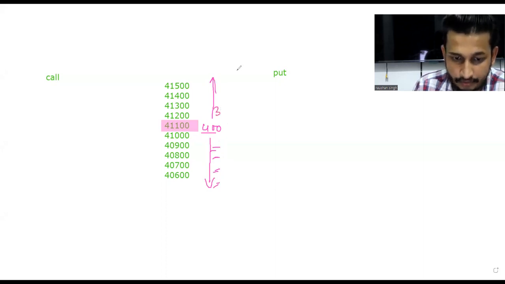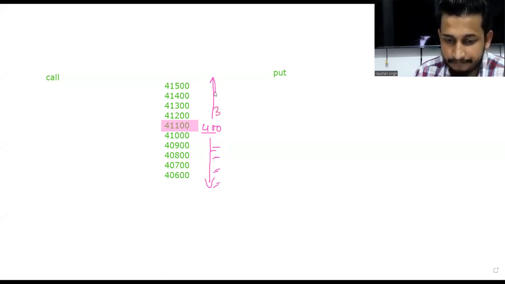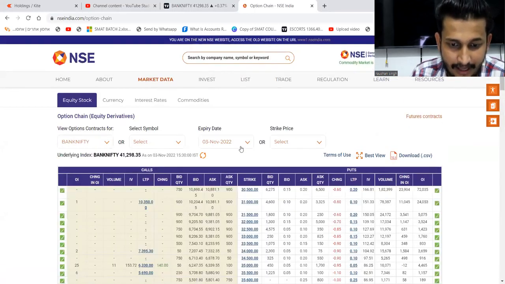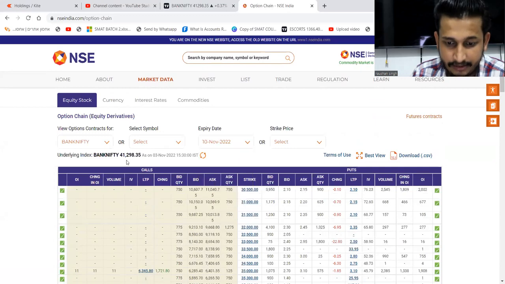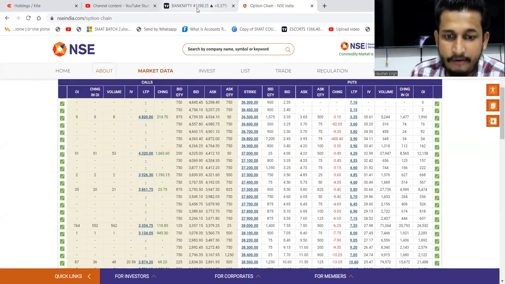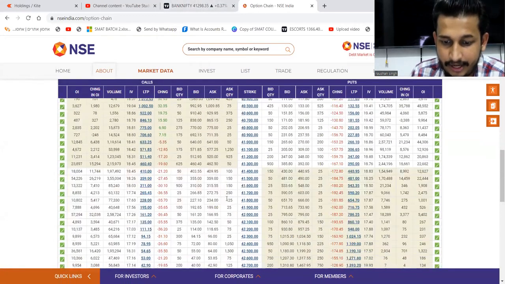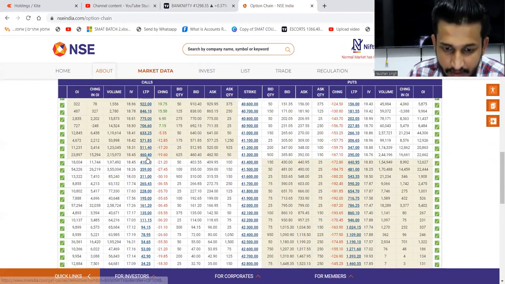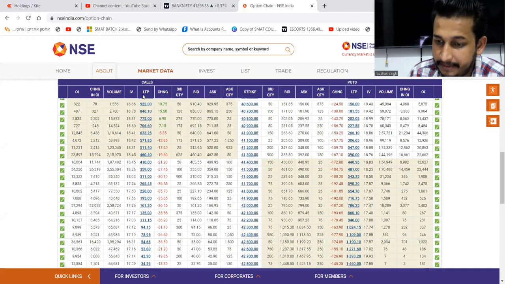So let me directly show it to you. Okay, 1 minute. So I'll go for bank nifty and here I'll take the expiry of next week. Now right now bank nifty is at 41,298. Okay, it is at 41,298. Meaning our 300 strike is almost like in the money. Okay, so you can see the price is 460 rupees. LTP means last traded price, if you can recall.